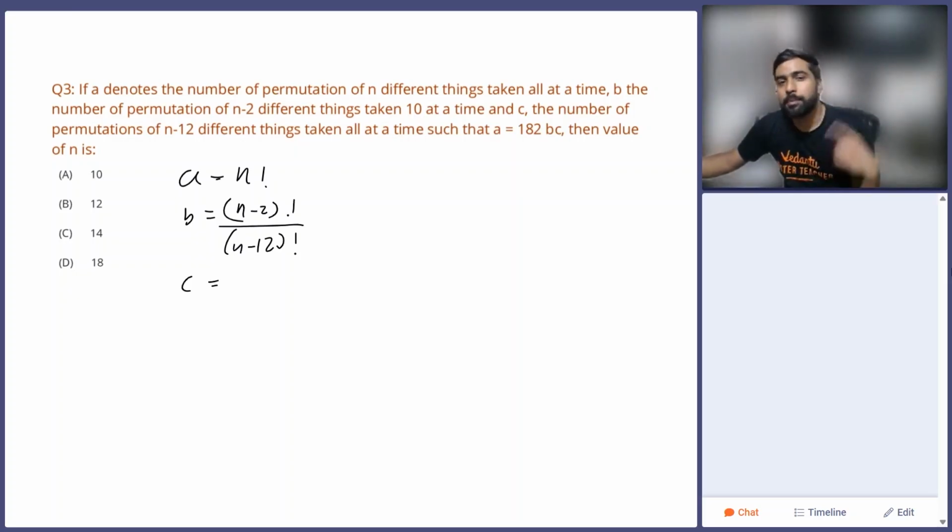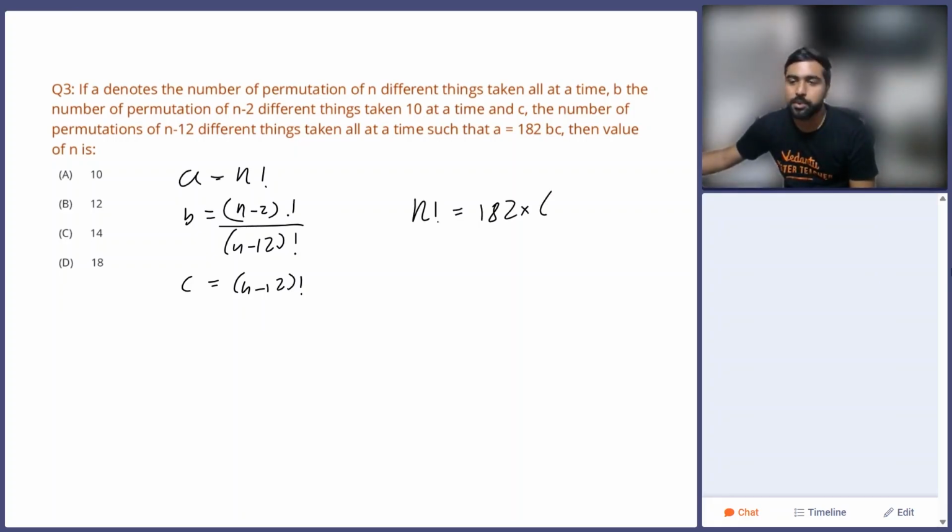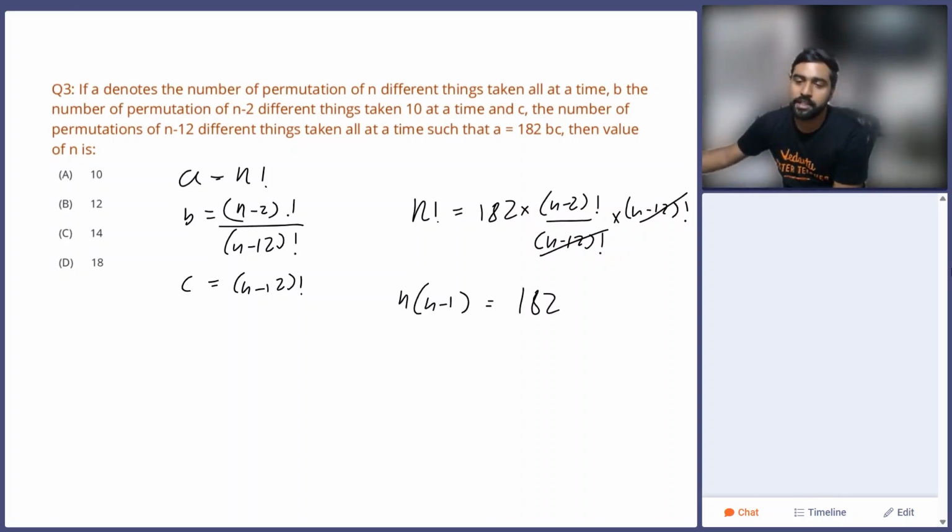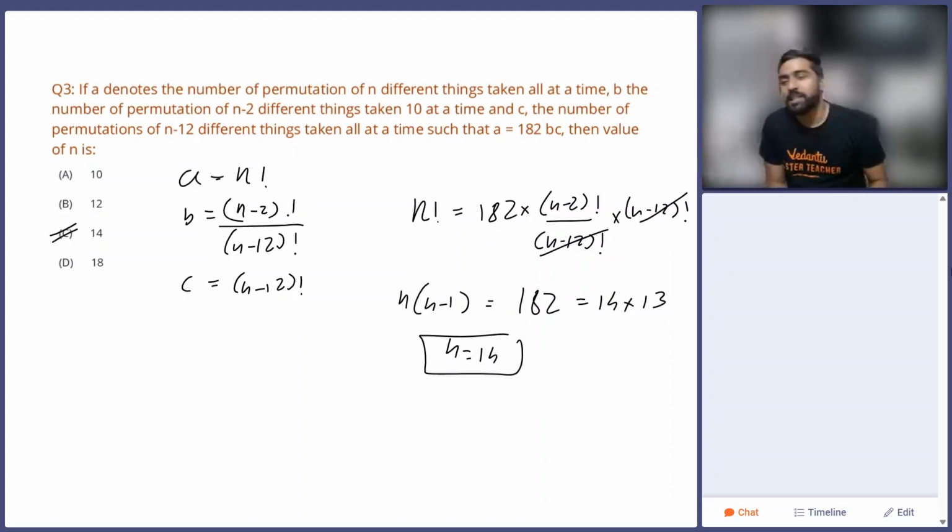And what is your C? It is the permutation of n minus 12 items taken all at a time, that is (n - 12) factorial. So from here I can say that A, which is n factorial, is equal to 182 into B, which is (n - 2) factorial upon (n - 12) factorial, into C, which is (n - 12) factorial. That cancels out. n factorial and (n - 2) factorial you can cancel, leaving you with n into (n - 1). And 182 is simply 14 into 13. So factorize you can do, and you'll get 14 into 13 as the value of n into (n - 1), which means by observation I can say n has to be equal to 14 over here. Minus 13 also works, but obviously n is a positive number, or rather non-negative number, so I can say n has to be 14. Okay.